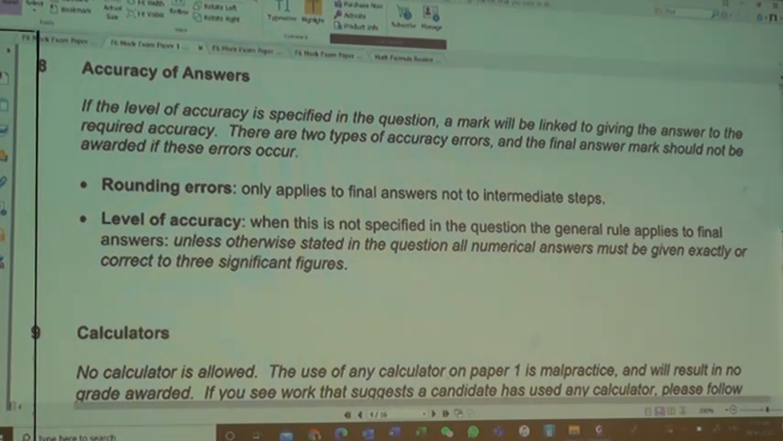The other one, level of accuracy. When this is not specified in the question, the general rule applies to the final answer. And that general rule is already stated clearly: unless otherwise stated, just like you have read, you must leave your answer in 3 significant figures. Do you understand? So please, this is very important, especially in your final. So don't just rush. Get used to this thing. We have just a few weeks, guys.